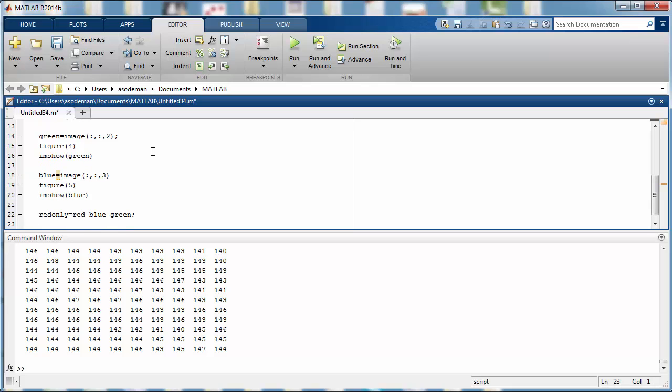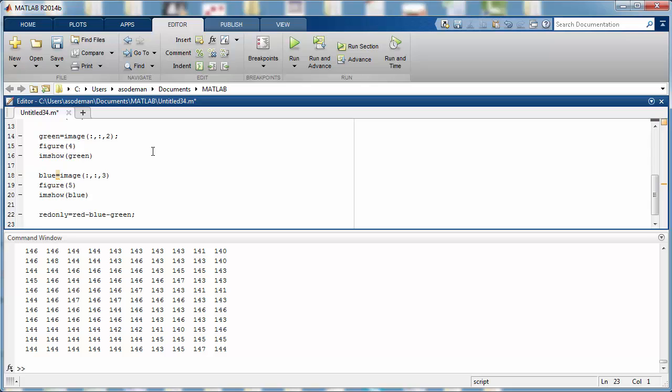The reason that this operation works to isolate red is because any colors that are white or gray have equal components of red, blue, and green. So when we take the red image and subtract off the blue and green images, each of the pixels that are white or gray will become dark.